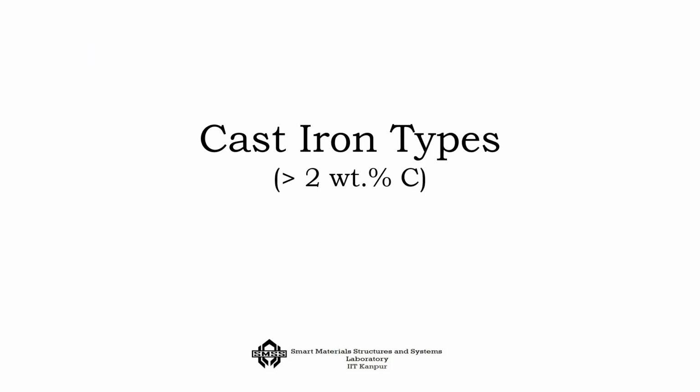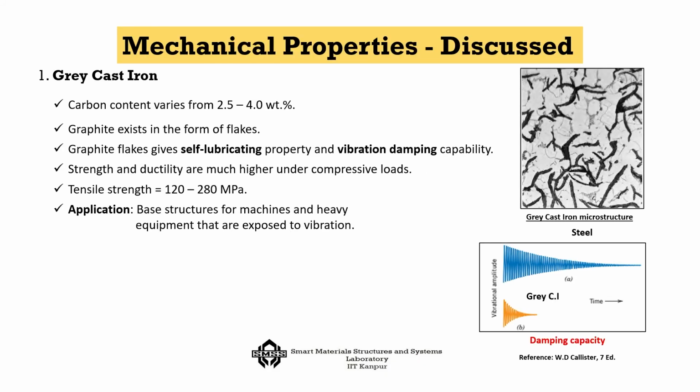Now, I will come to the last group, the cast iron types, which have greater than 2% of carbon. There are some varieties of it. One of them is called grey cast iron. It has carbon content from 2.5 to 4%, and graphite exists in the form of flakes. You can see the flakes of graphite here. These graphite flakes give self lubrication property and vibration damping capacity. So, cast irons are one of the best in terms of vibration damping, and strength and ductility are also much higher under compressive loads.